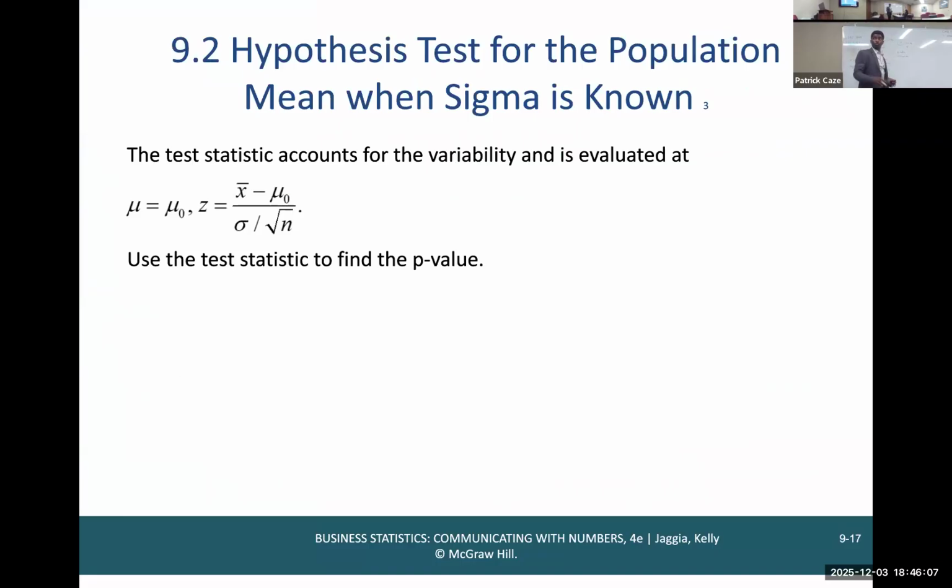Cool. Okay, so use this formula here. Z is equal to the sample mean minus the mean of the null hypothesis, divided by sigma, which is the standard deviation, divided by the square root of the sample size. You use the z-test because you know what the standard deviation is, and the sample size is large.